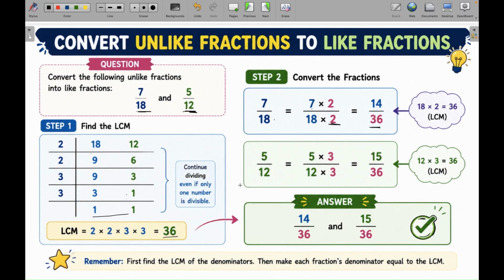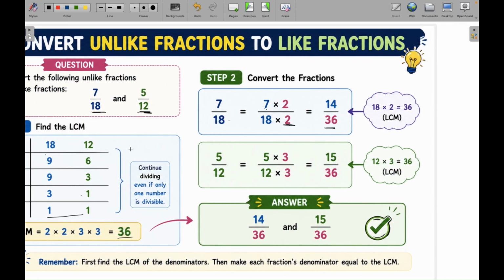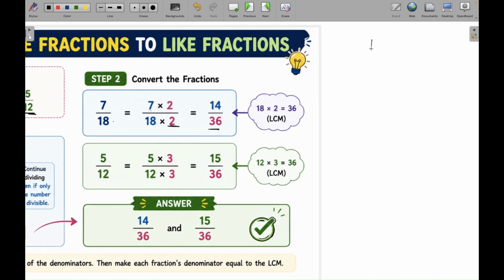Now we have converted this to like fractions, right? If I had to calculate the HCF of these two numbers, 18 and 12, using the same method, I'll write these two numbers again. Then find a number that is a common factor of both these numbers, which is 2. We'll always start with the smallest prime number. So 2 9s are 18 and 2 6s are 12.